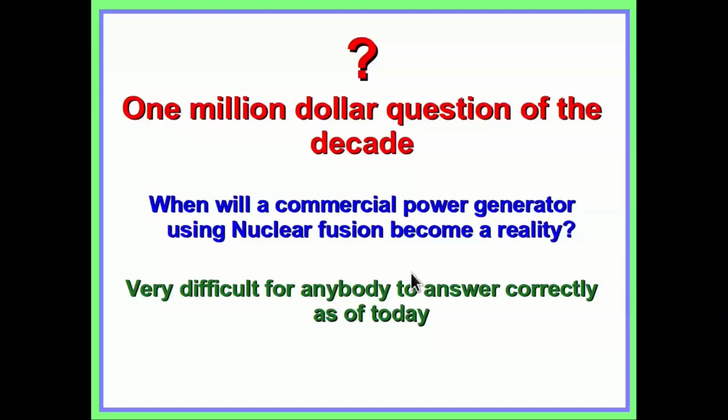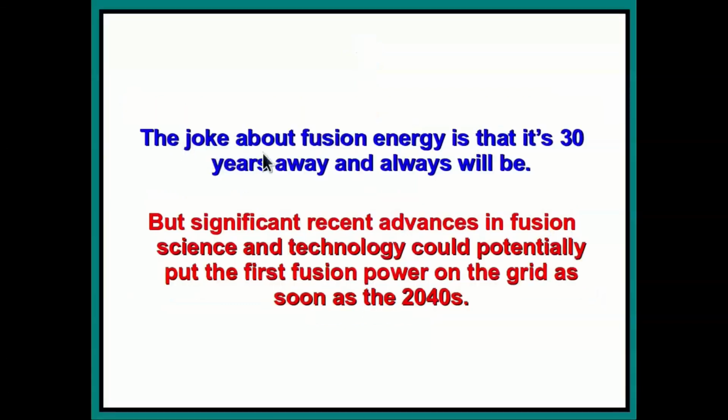Now, there was a joke some time ago about fusion energy that it's 30 years away and it always will be. So essentially it's saying that it can never be realized. But I don't think that is the case now, because technology has advanced so much that the future may be very much in sight. The significant recent advances in fusion science and technology could potentially put the first fusion power on the grid as soon as the early 2040s or 50s.